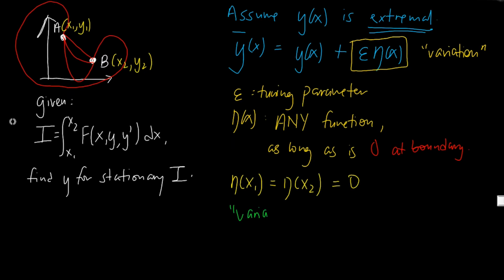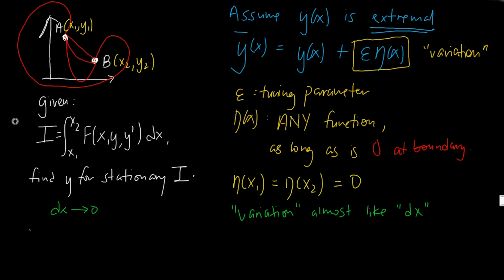Notice the similarities between this approach and differential calculus, where the variation is kind of like dx in a sense. As dx tends towards 0, x plus dx tends towards x, and as epsilon tends towards 0, y plus epsilon eta of x tends towards y of x.